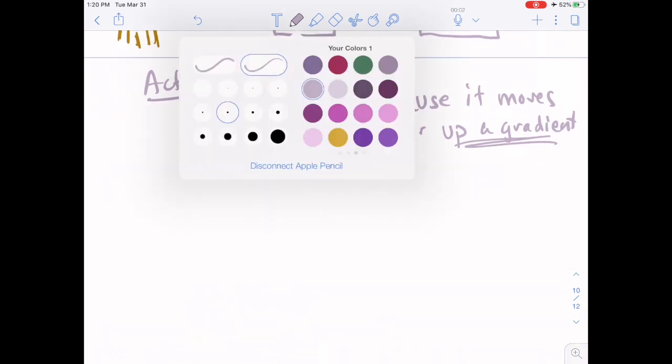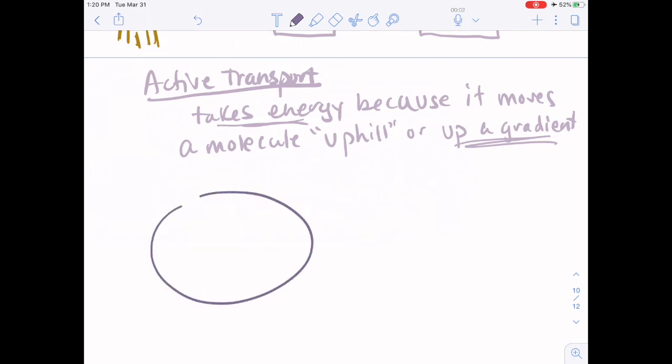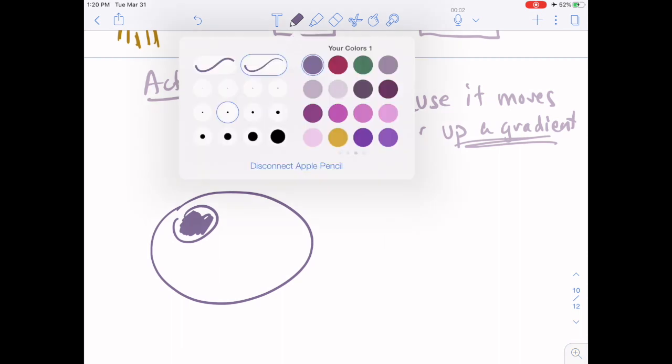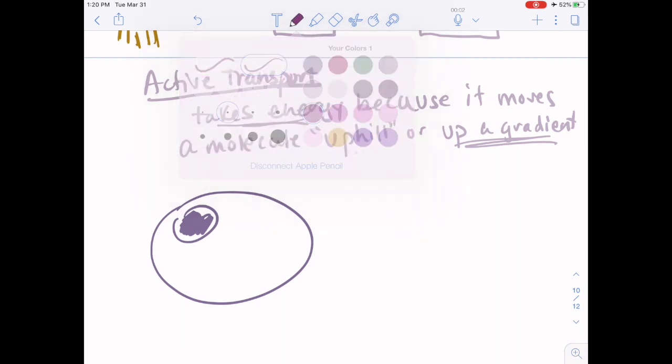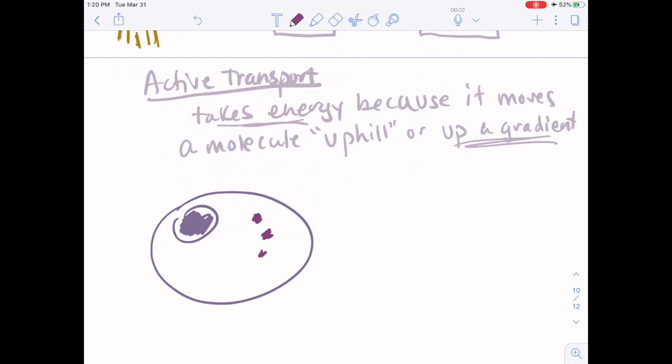Let's say you have a cell. Let's go with a different color. We've got a cell. Here's the nucleus. I'll put the nucleus over here this time. And let's say, I don't know, there is some waste product. Let's say this molecule is a waste product. Okay, right now it looks like we have a high concentration out here and low out here, but okay, let's move 1, 2, 3 of these out. So it's 3 to 2.